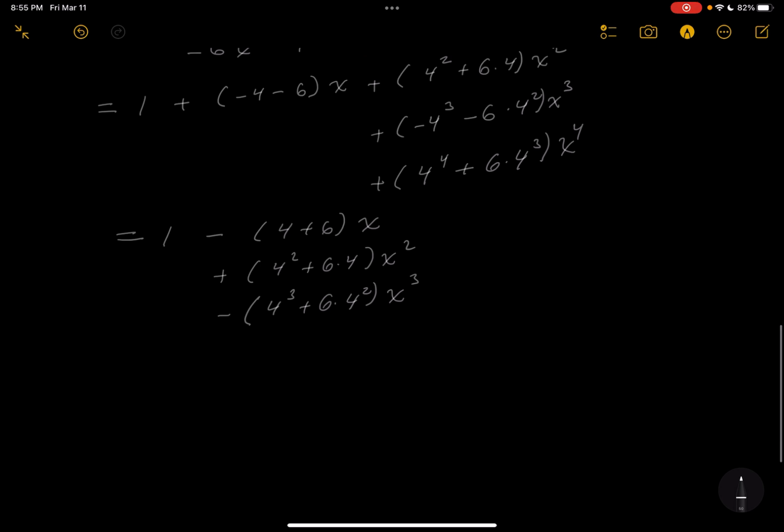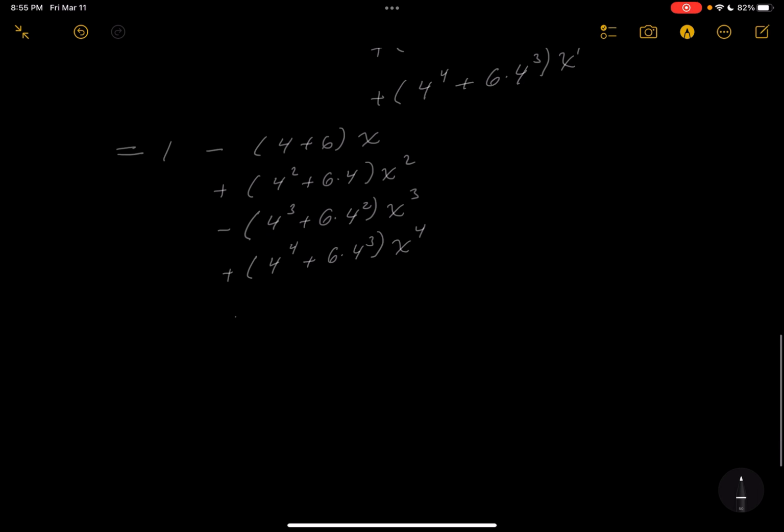Once you get the knack of this, it's going to be pretty easy to write these things down. This will be 4. I'm not even looking at the problem anymore. 4 plus 6 times 4 cubed x to the 4th, and yada, yada, yada. All right? So I think I got the pattern. And let me write it down for you. So it's going to be equals 1 plus a sum.